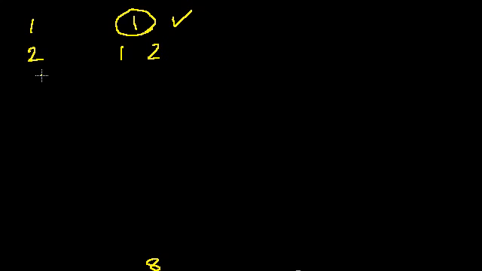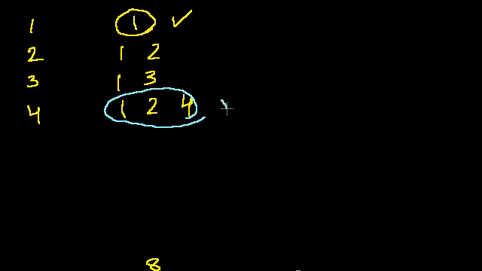So this is going to stay off. 3, your factors are 1 and 3. 4, your factors are 1, 2, and 4. Interesting. Here we have 3 factors, right? We have an odd number of factors. So 4 is going to stay on.